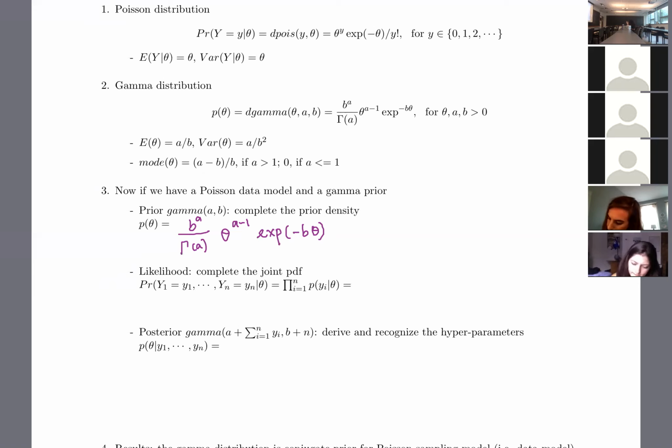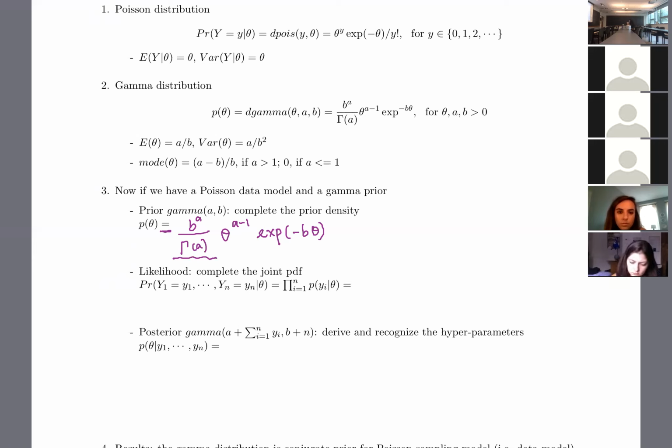Okay, so maybe let me, the first one, for the prior, is pretty much just copy it down, right? Okay, cool. And right now we're leaving the constant over here because we're doing an equation. Later we're going to show that either you think about it in terms of proportionality, or you keep the constant and try to derive it, and you can arrive at the same conclusion. All right, so the prior is this.